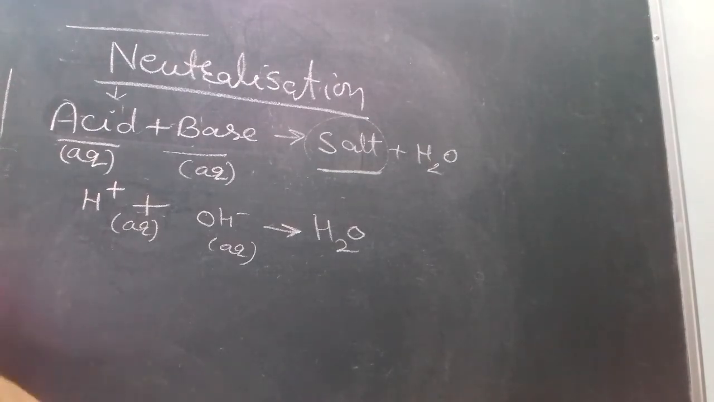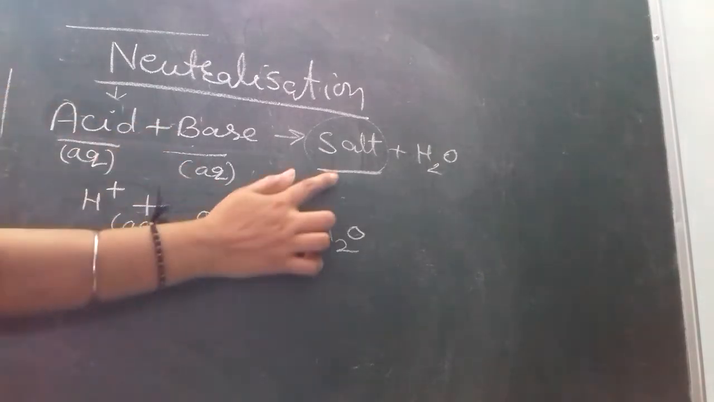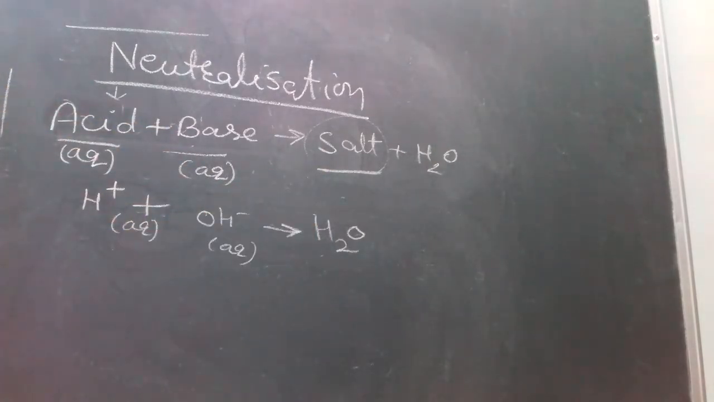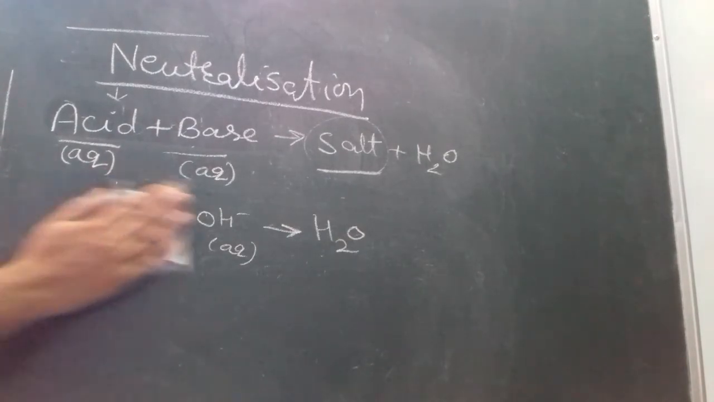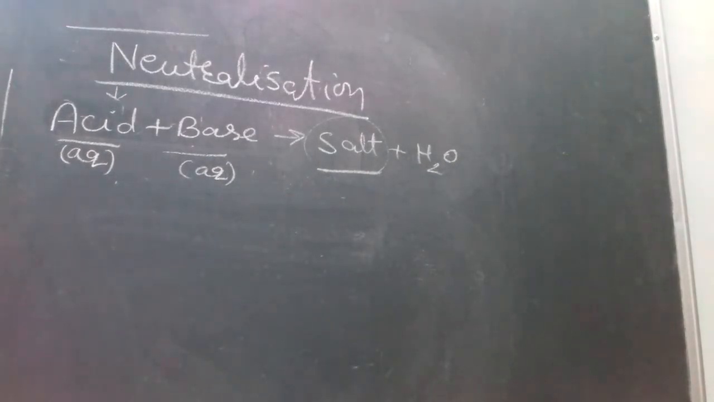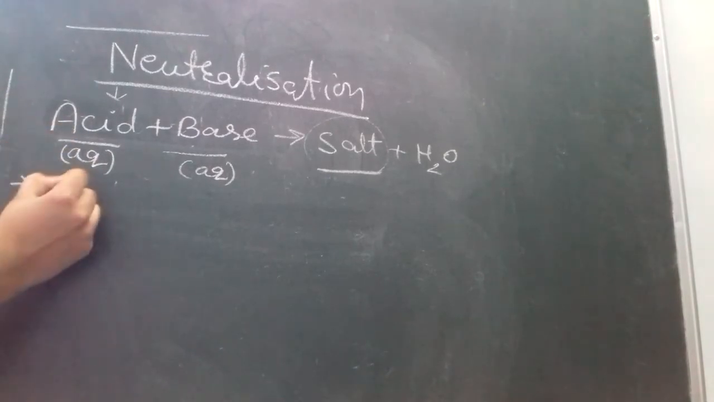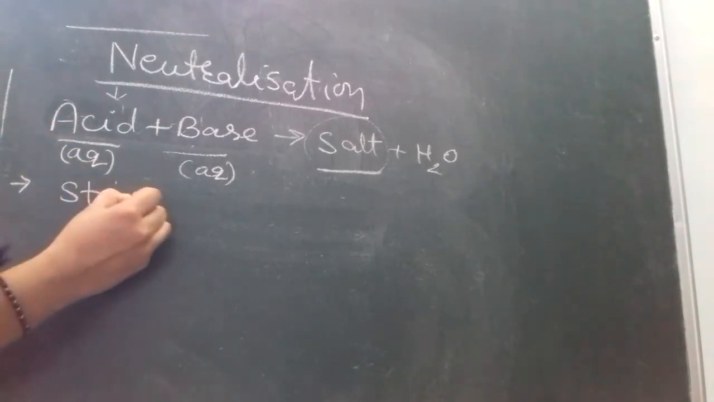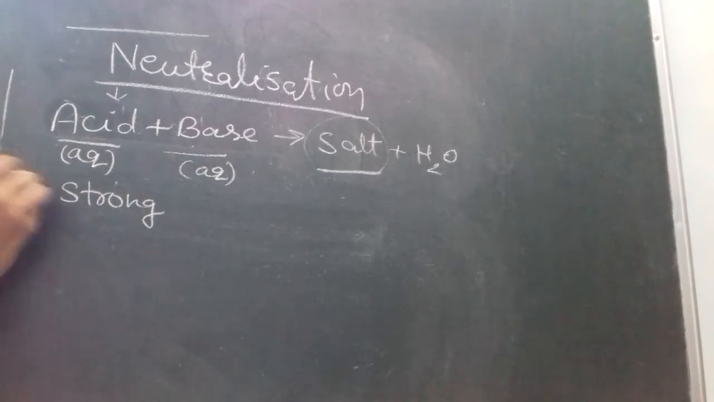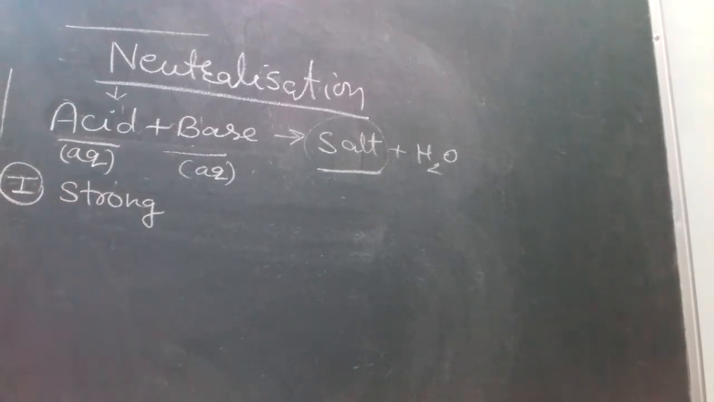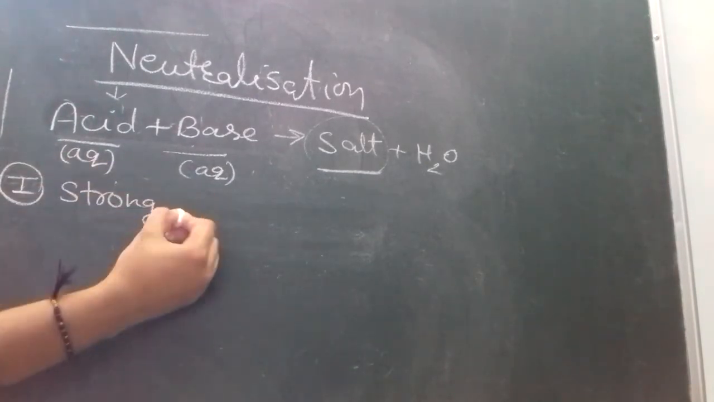Okay students, now the question arises, which type of salt will be formed here? Means what is the nature of this salt in neutralization reaction? So its answer will be that this depends only on acid and base strength. What is the meaning of strength? Students, if acid is strong, here is the first condition. Okay, there will be three conditions and you will understand about it.